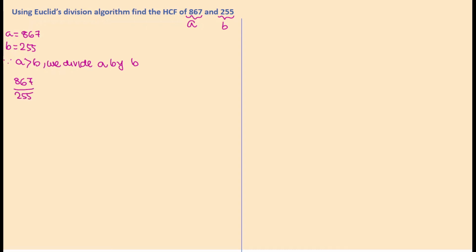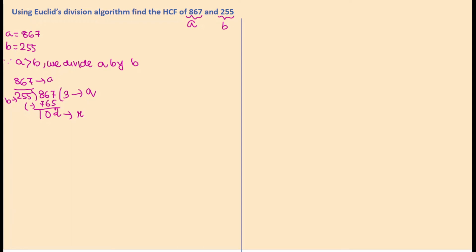A is called the dividend and 255, or B, is called the divisor. Let's perform the division. 255 into 3 gives us 765. Let's subtract it. It will be 102. The quotient comes as 3 and the remainder comes as R, and the remainder, 102, is less than the divisor, 255. So we can easily apply Euclid's division lemma over here.